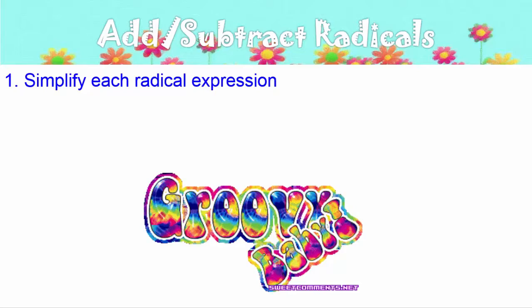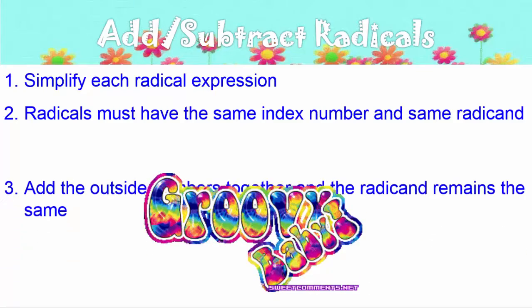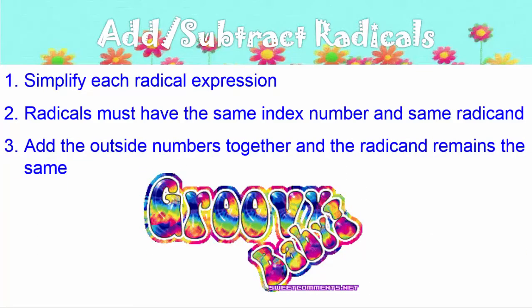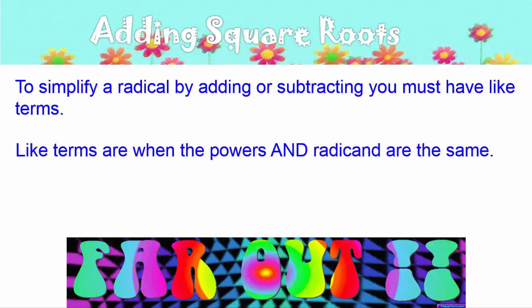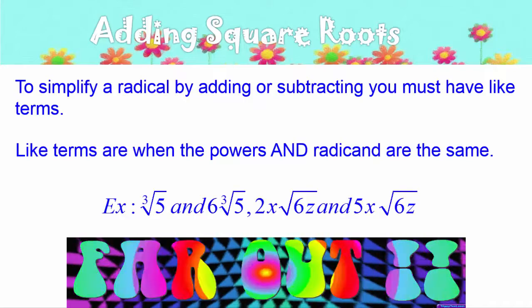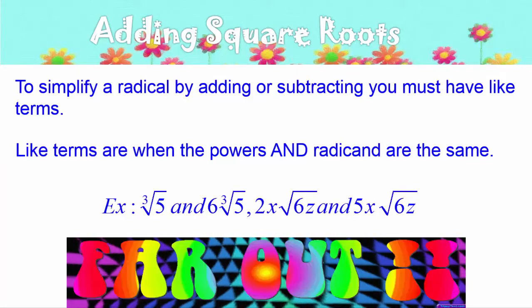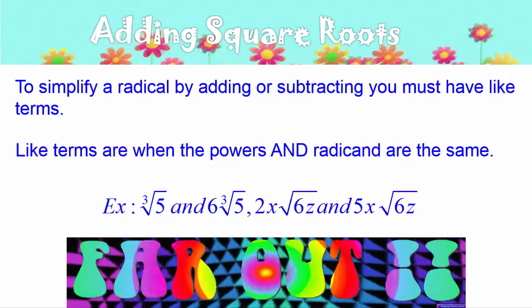First, we must simplify each radical expression. Then, radicals must have the same index number and the same radicand. Third, add the outside numbers together and the radicand remains the same. To simplify a radical by adding or subtracting, you must have like terms. Like terms are when the powers and the radicands are the same. So for example, the cube root of 5 and 6 times the cube root of 5 have the same radicand and the same index. Therefore, they can be combined.